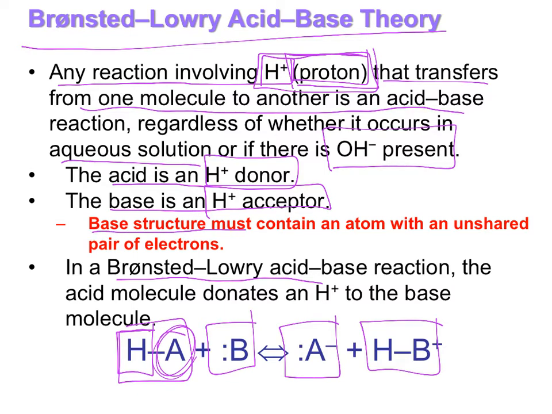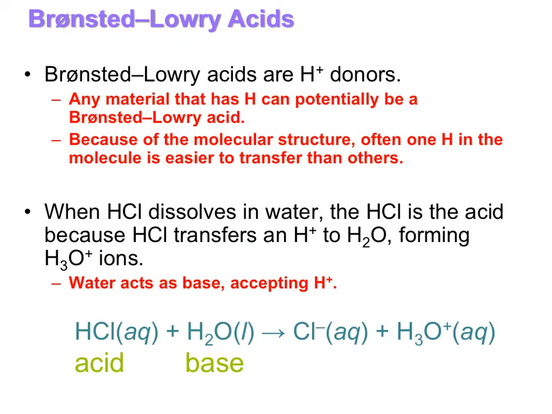Something that is required for the base is that it has to have an unshared pair of electrons on one of the atoms, so that it can take that H+. So you see how this has an unshared pair of electrons, or a lone pair? That's what takes that H+ and reacts with it, and it forms that bond right there. So here's an example. We have HCl reacting with water, for example.